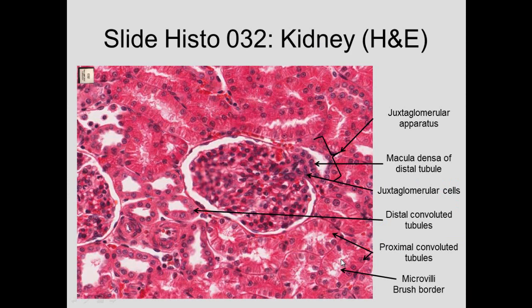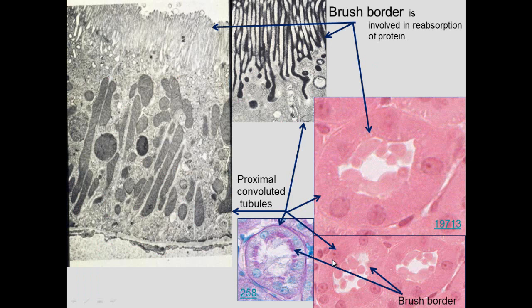that you can see there. And so here we can see again the macula densa of the distal tubule, juxtaglomerular apparatus in through here, juxtaglomerular cells in through here, distal tubule, proximal tubule, and you can see the microvilli of the brush border of the proximal tubule. On the proximal tubule, we can see that it has uniform microvilli projecting, which makes a brush border. And this is involved in absorption of protein, which is what we see here.